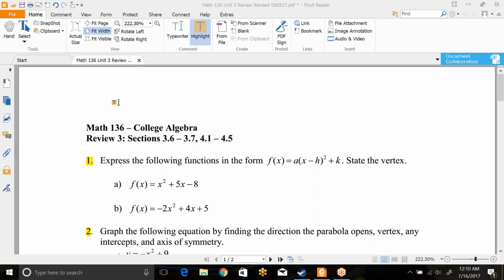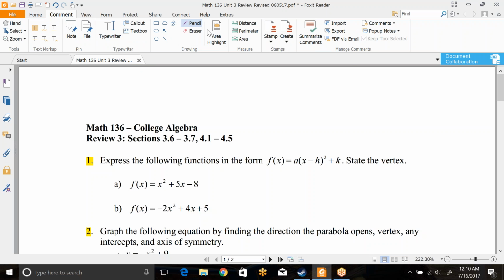Okay, these are some problems that were emailed to me from the Unit 3 review, starting with number 1, Part A. We're looking at turning this standard form quadratic equation into vertex form and then stating the vertex. So what we need to do is complete the square here.